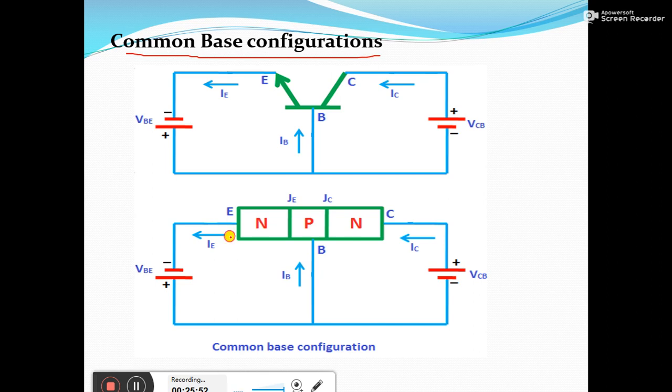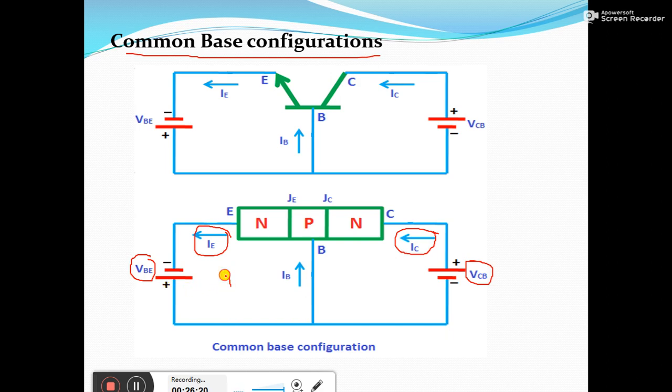Here you can note down IE is the input current, IC is the output current, VEB is the input voltage, and VCB is the output voltage. Remember, while explaining the configurations, you should always operate the transistor in the active region. You can see here the N type layer is connected to the negative terminal, and the P type layer, that is the base, is connected to the positive terminal of the battery source.